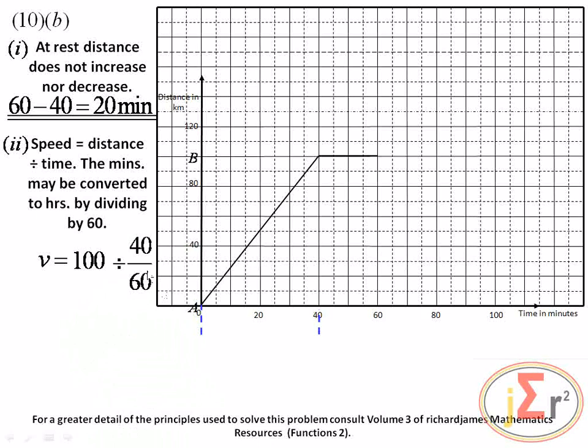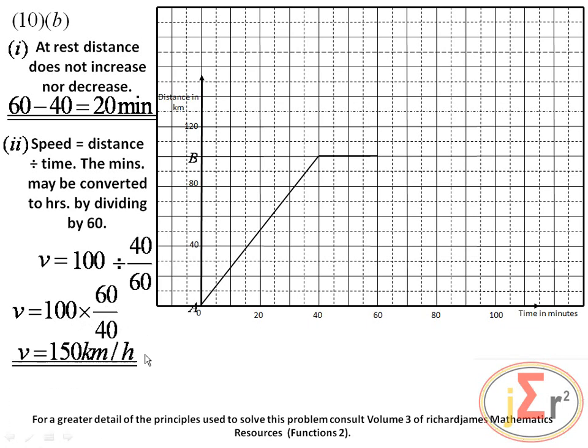But do not forget that although we are dividing by 40 minutes, we need our time in hours. So 40 minutes divided by 60, and that will give hours. So we are going to divide 100 by this fraction, which is the time in hours. Of course, in dividing by a fraction, we multiply by its reciprocal. So we have 100 multiplied by 60 over 40, and of course, we can reduce this fraction and simplify, and we will get V is equal to 150 kilometers per hour.